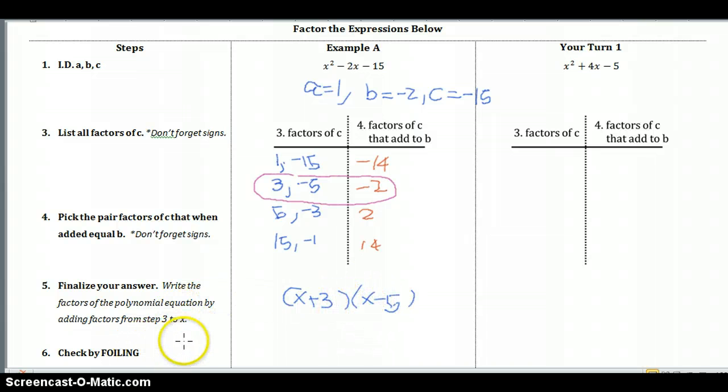Now the last step for this problem is to check by using foiling. You guys should have already gone through the foiling video, or you should know how to foil. So I won't show you in this example, but when you do foil, what you're expected to get is your final answer. Whatever equation you start off with, you want to get that. Okay, great, awesome.